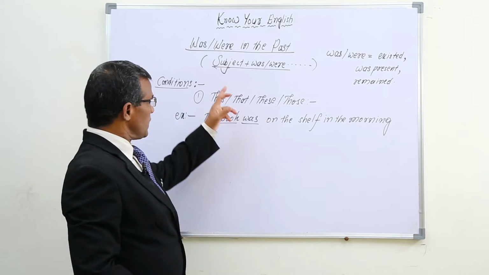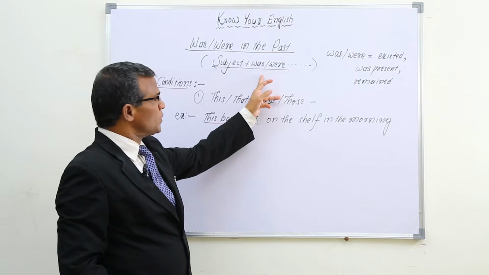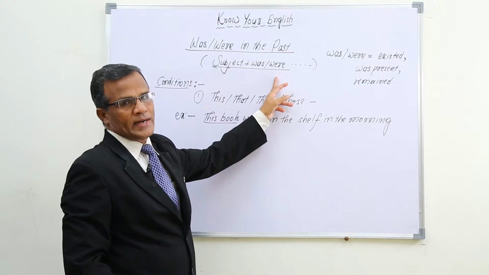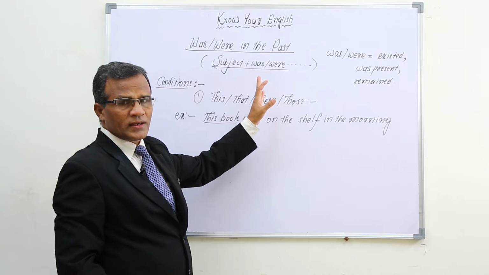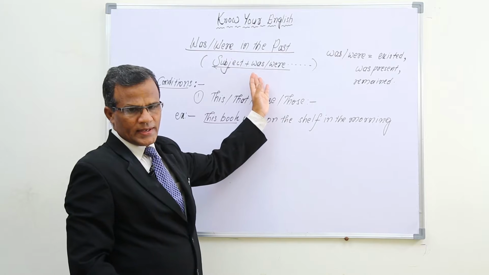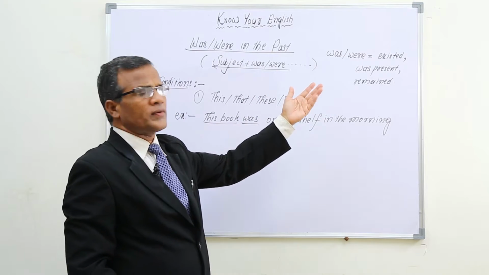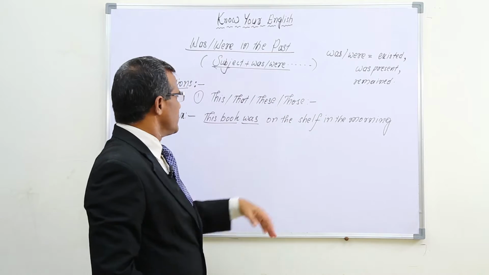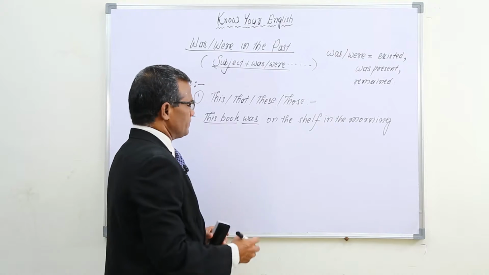And one more thing I want to explain. Here, when the subject is singular we have to use was. When the subject is plural we have to use were. Means I, he, she, it, we have to use was. And for other things like we, you, they, for plurals we have to use were. Singular was, plural were. As per that, this book, singular, was on the shelf in the morning.